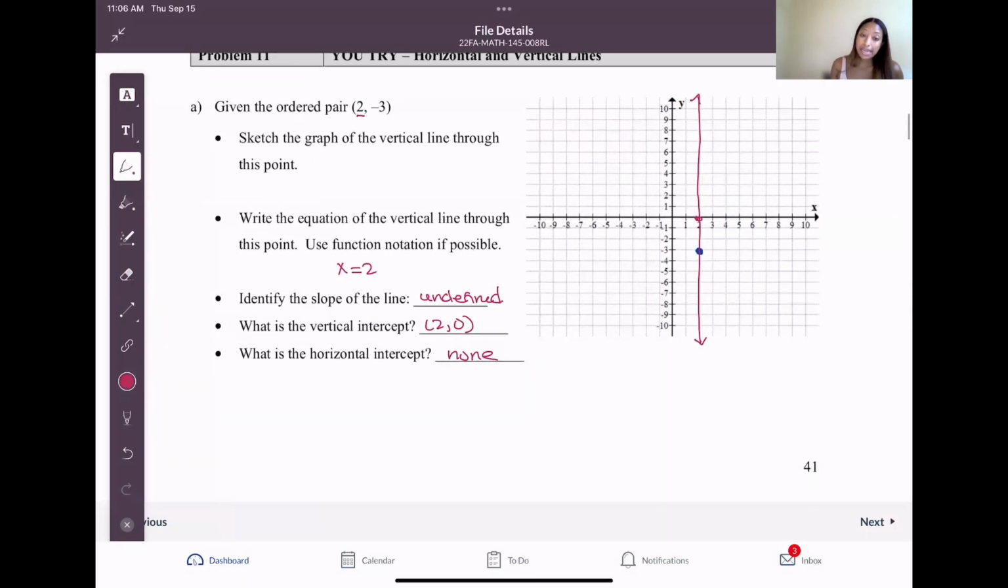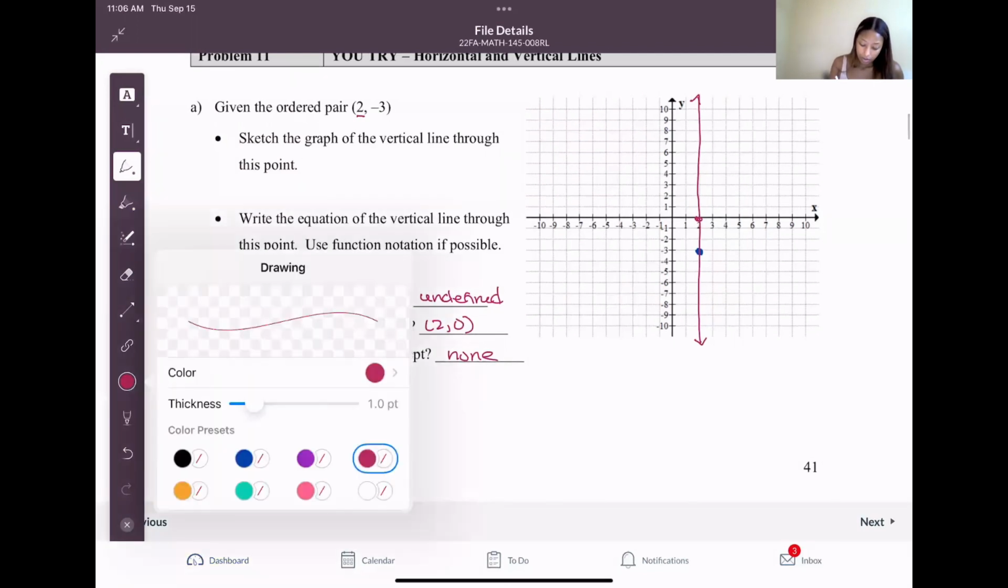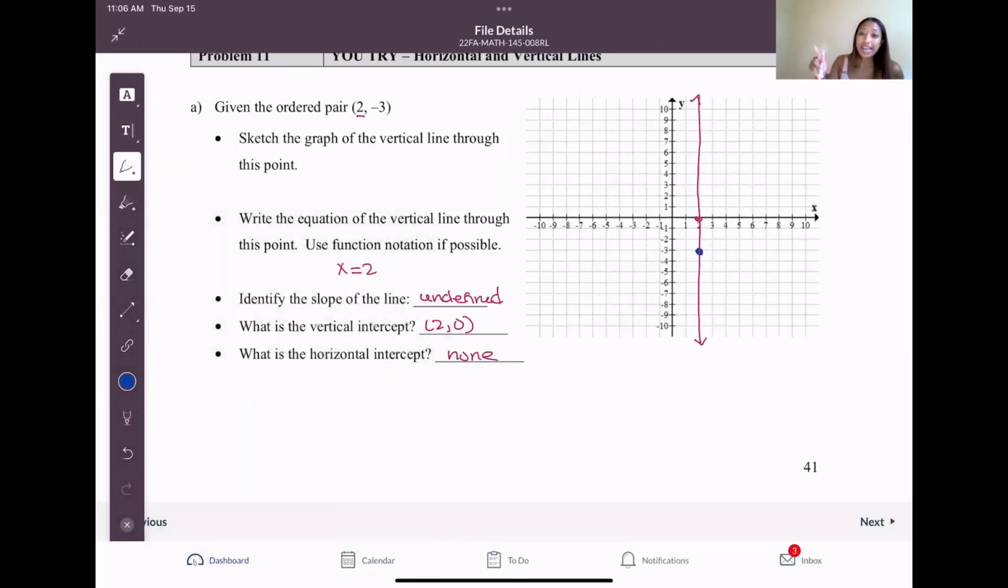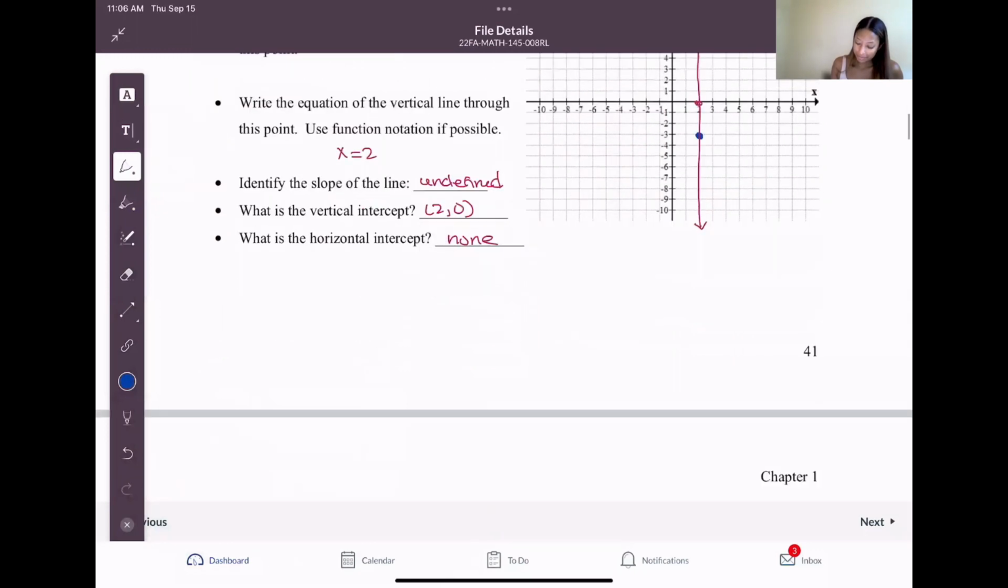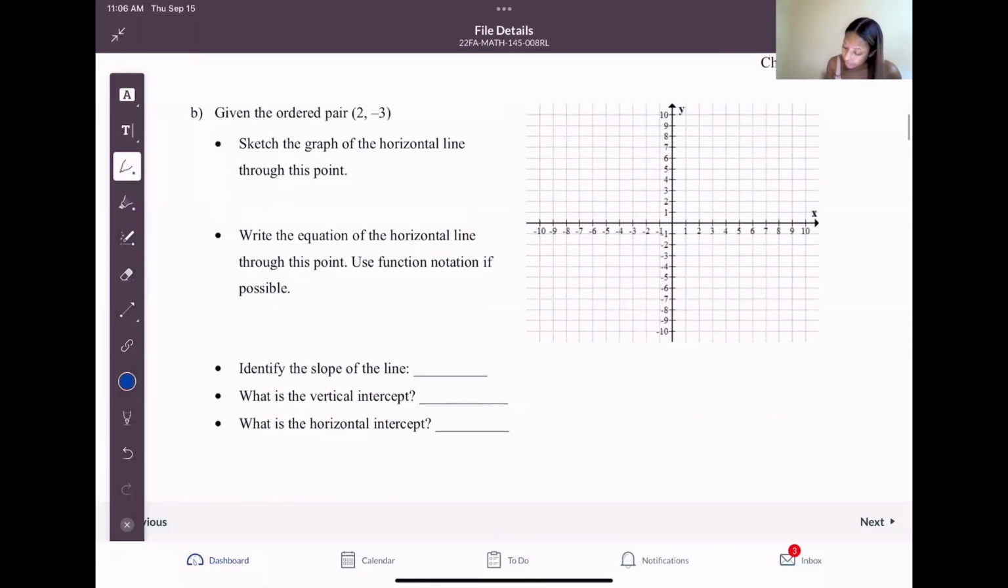All right, and the next part asks us to do this with the horizontal line going through the point. So again, we have the point (2, -3). If we sketch the horizontal line going through this point, that's this line, which is y equals negative 3. We'll write that down here though. The slope of the line is 0. There is no vertical intercept. And the horizontal intercept is (0, -3). And this is the line y equals negative 3.